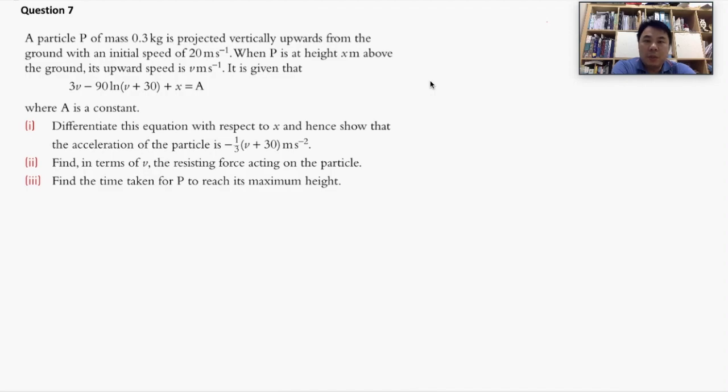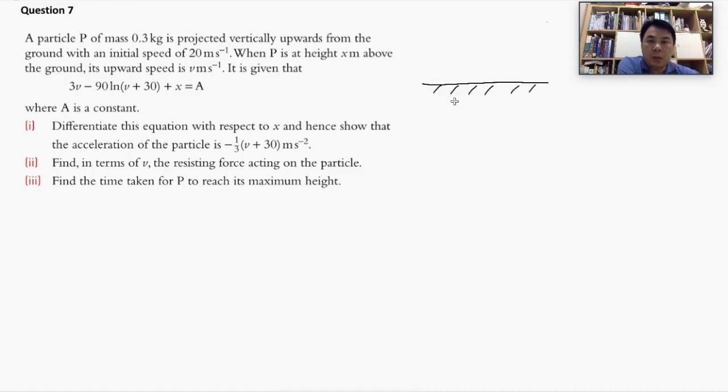Okay. So when P is at a height x meters above the ground, its upward speed is v. It is given that velocity and displacement satisfy these equations here, where a is a constant. Now the question is to differentiate this equation with respect to x, and hence show that the acceleration of the particle is this. Even though it's quite direct here, it's always good to illustrate the mechanics for this. Yeah, this is the ground.